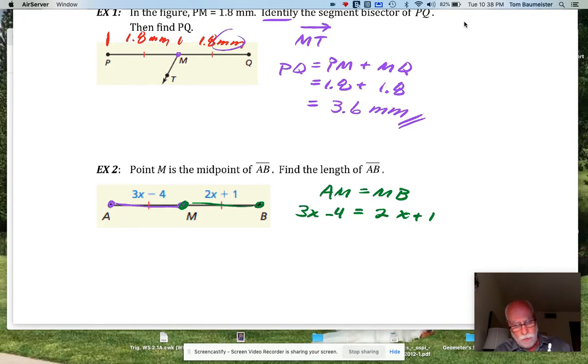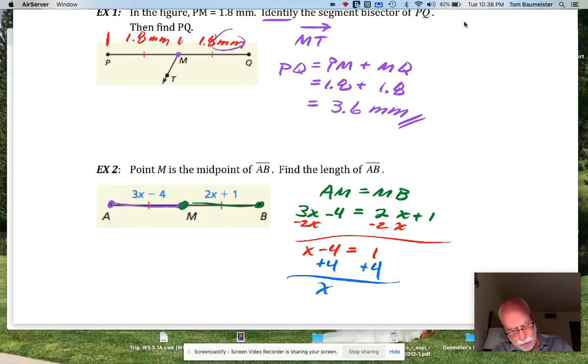All right. So again, I'm going to subtract 2x. I'll go ahead and do this, but after a while, ladies and gentlemen, I want you to start thinking. So we're going to subtract 2x. I could have done that in my head because 3x minus 2x is just 1x. Minus 4 is equal to 1. Now I'm just going to add 4 to both sides. So we'll get that x is equal to 5.